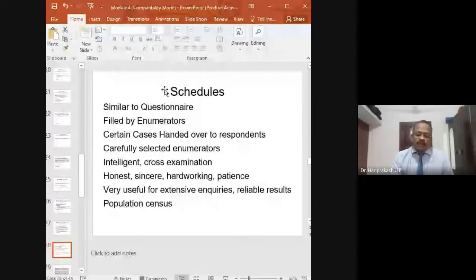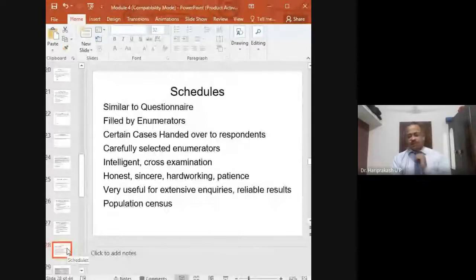So when we are talking about questionnaire, there is a similar tool of primary data collection which is called schedules and questionnaire. You know, sometimes people see it as same, but it is not same, it is different. Schedule is different, questionnaire is different. So what is schedule and how it is different from questionnaire, we will discuss about it, and maybe we'll discuss some other techniques of primary data collection also. So we'll see what is schedules.